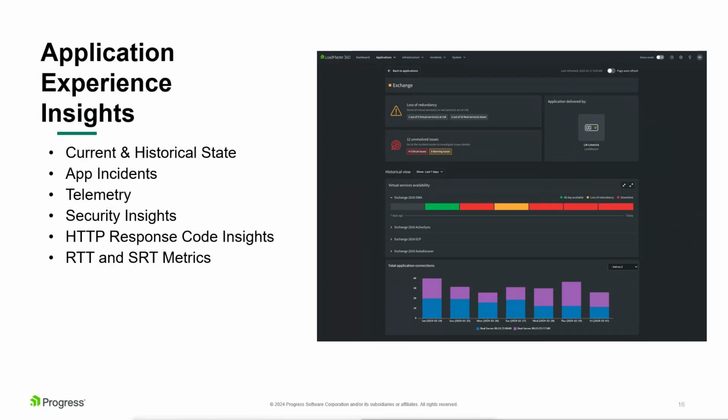So we have the same type of dashboards for application insights as well. Again, seeing the current application issues from the incident center, and application availability. Was there a loss of redundancy? Did we lose a single server or a complete outage? Did we lose all of the servers on a given day? Total application connections, and you can see here from that bottom graph the distribution of those connections to those backend systems. So over the last 7 days, we see we've had a nice distribution of traffic across those two backend servers that are publishing the application. And we'll talk a little bit more about the RTT and SRT, the round trip time and server response time metrics, a little bit later in the presentation.